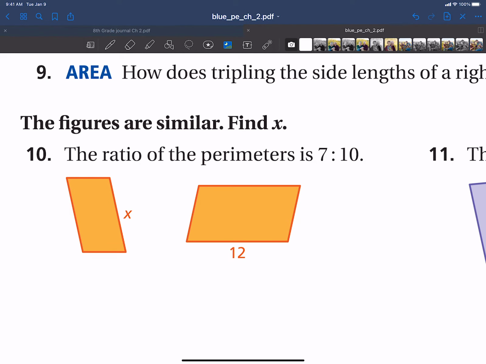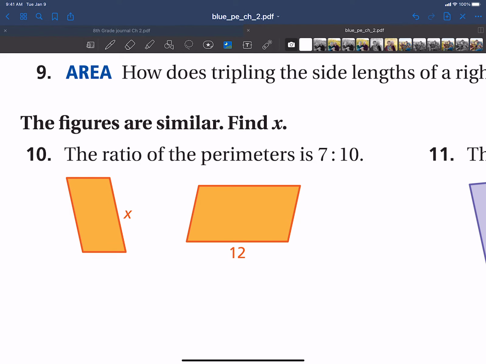I would like you in your notes to write all of this. I want you to write the directions so that when you look back in your notes, you know what this math is. This math is us finding the ratio of their perimeters, finding x, okay? I'll highlight again what you're supposed to be writing, this whole section.